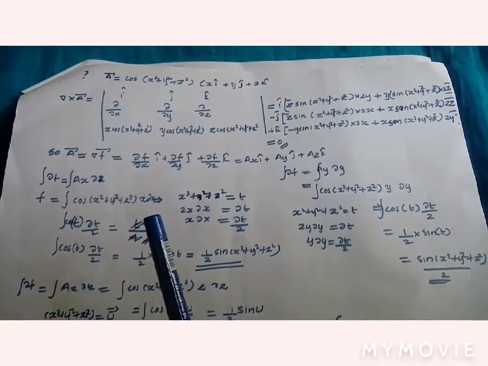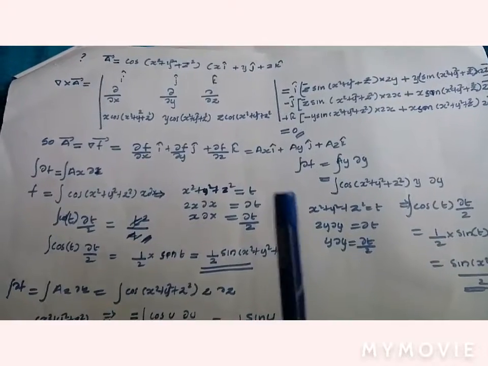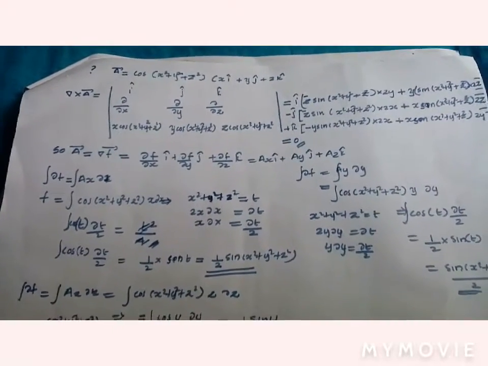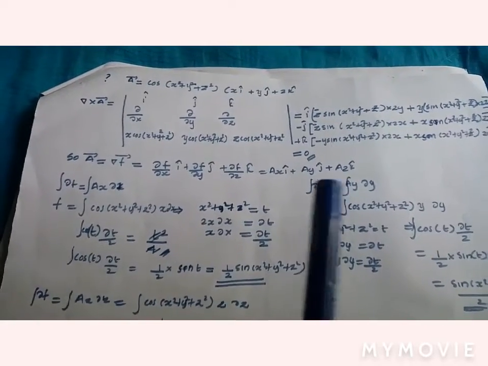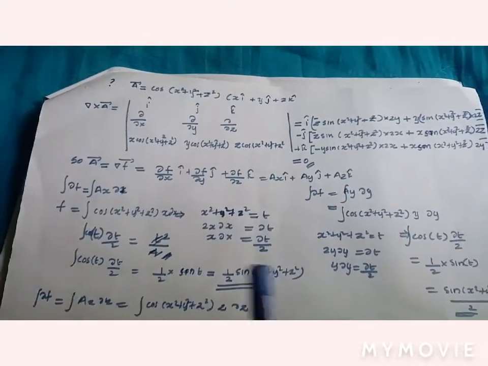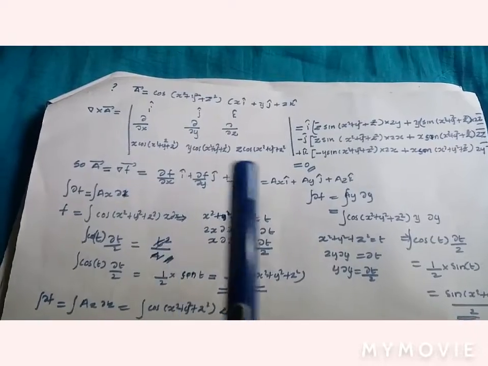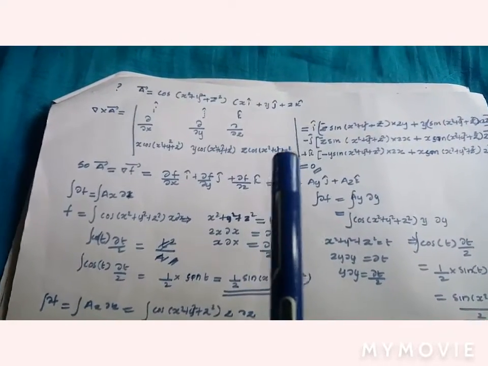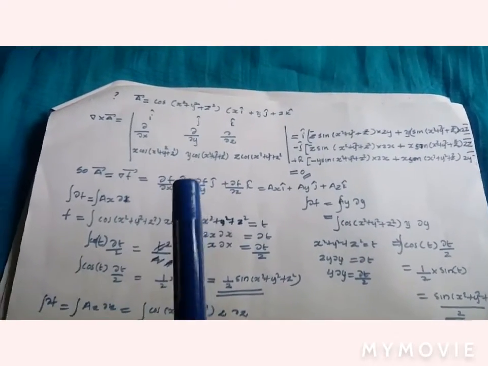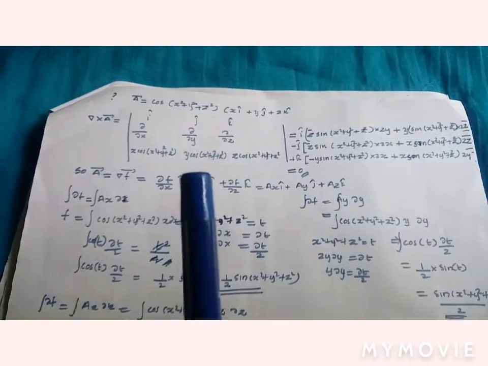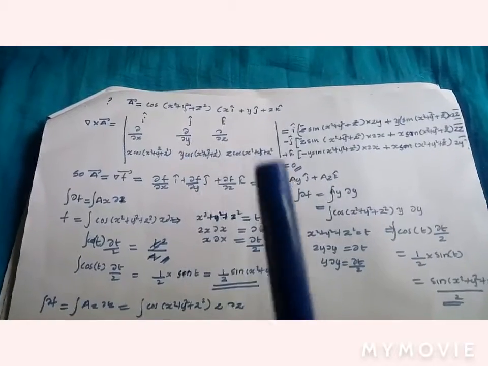From that, del cross A is equal to the determinant of i j k, ∂/∂x, ∂/∂y, ∂/∂z, x cos(x² + y² + z²), y cos(x² + y² + z²), z cos(x² + y² + z²). From that, we know the determinant is given by i times (∂/∂y of z cos(x² + y² + z²) minus ∂/∂z of y cos(x² + y² + z²)) minus j of (∂/∂x of z cos(x² + y² + z²) minus ∂/∂z of x cos(x² + y² + z²)) plus k of (∂/∂x of y cos(x² + y² + z²) minus ∂/∂y of x cos(x² + y² + z²)).